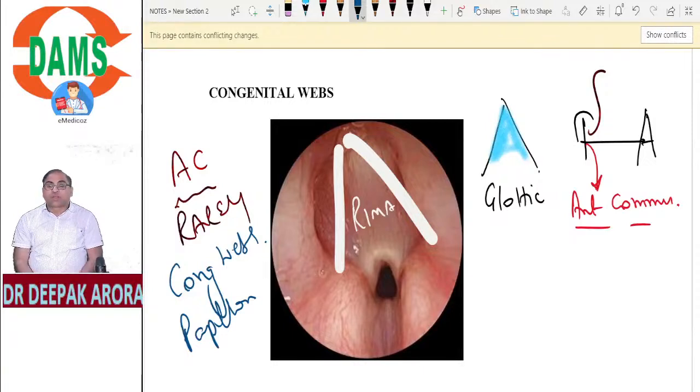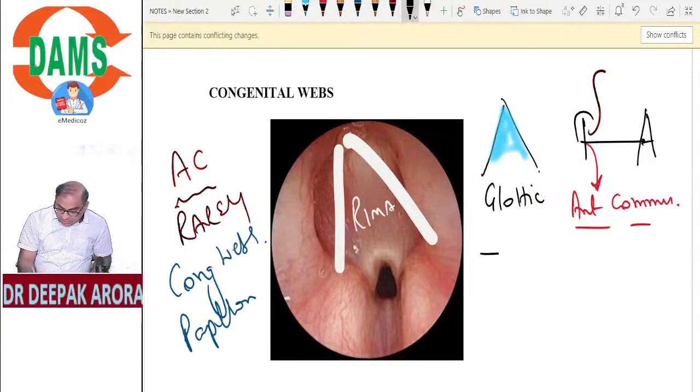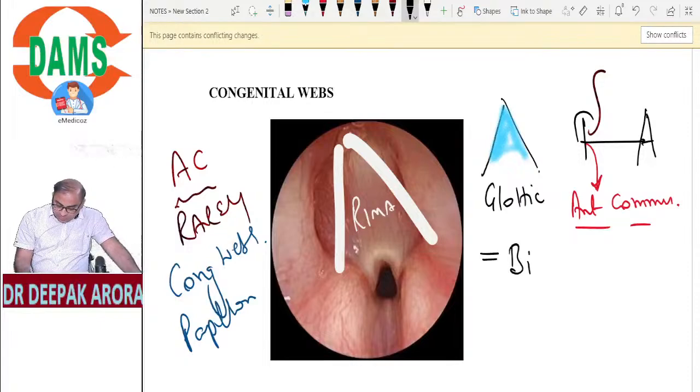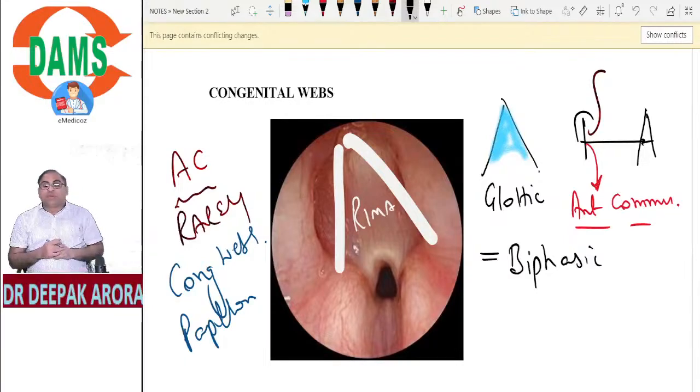Just remember, beta, build up this concept. The anterior commissure is rarely involved, except in congenital webs and papillomatosis. These conditions are on the anterior commissure. That is, on the glottic area. Because it is the glottic area, you apply the logic, you apply common sense. It is on the glottic area, so it will be biphasic dyspnea. The newborn will have dyspnea during inspiration as well as expiration. It will be biphasic dyspnea.